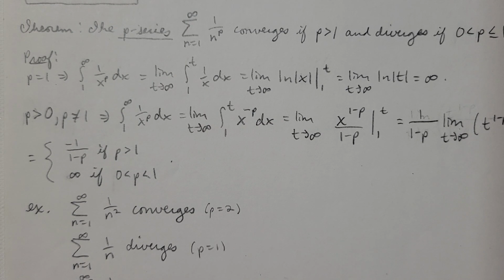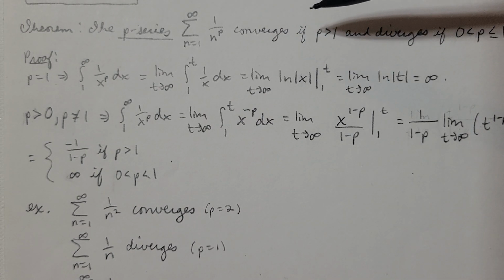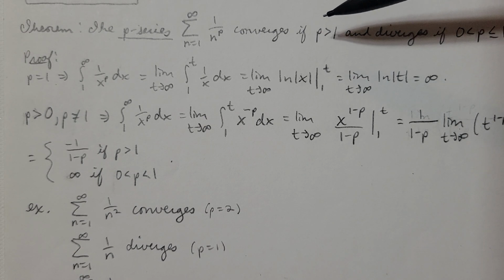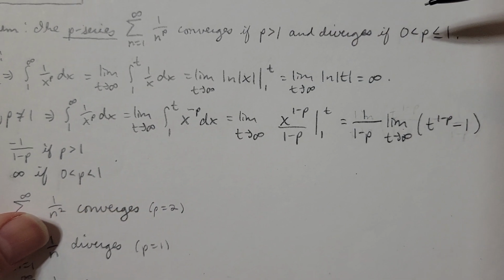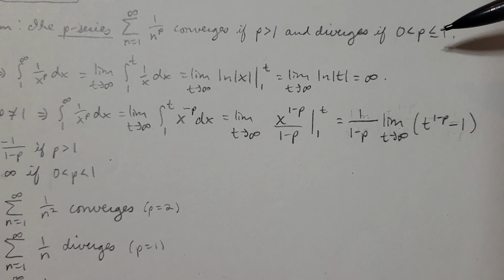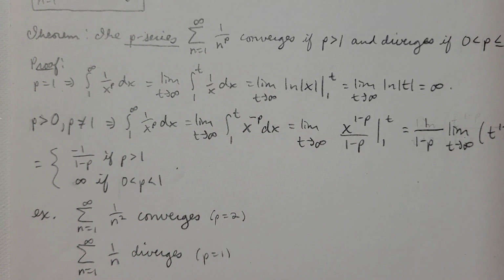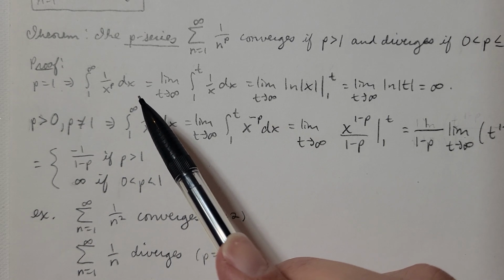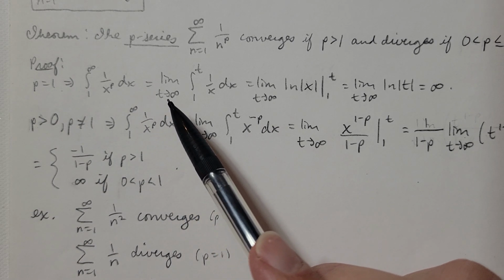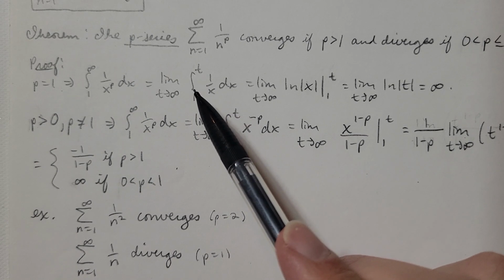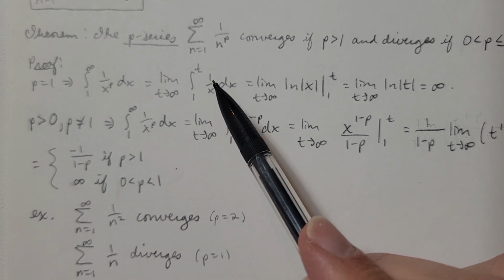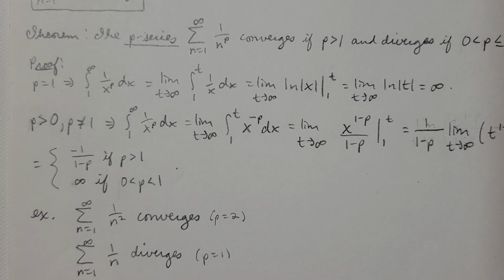It says that the sum going from n equals 1 to infinity of 1 over n to the p converges if p is a number that's bigger than 1, and it diverges if p is a number that is bigger than 0 but less than or equal to 1. Okay? So if we look at a quick proof of this, if p is 1, then you have the integral going from 1 to infinity of 1 over x to the p dx. P is 1. So that's the limit as t approaches infinity of the integral going from 1 to t of 1 divided by x dx.